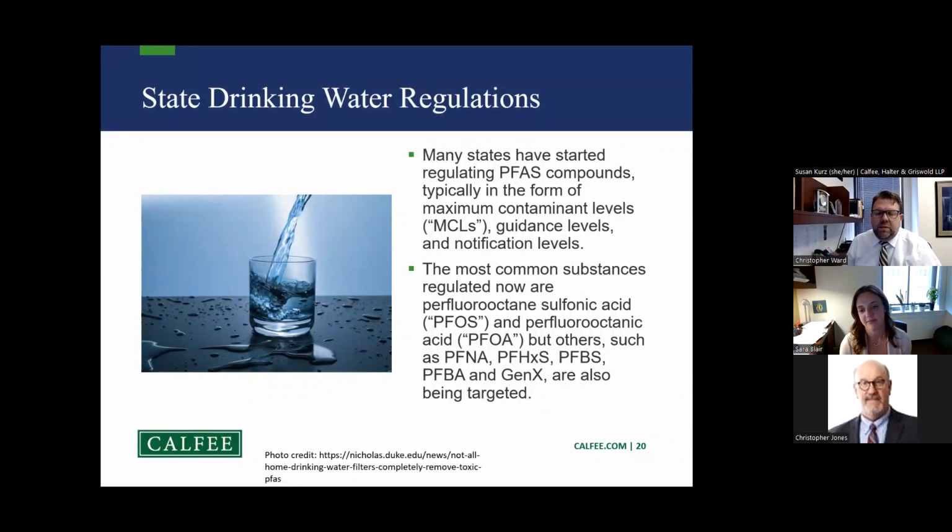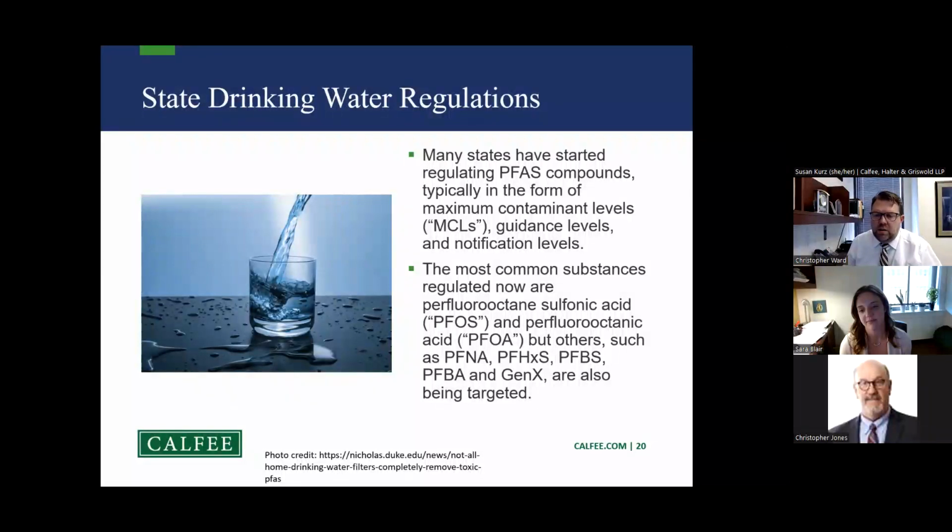And finally, MCLs. This is the limit on the maximum amount of a PFAS compound that can be present in drinking water. Treatment facilities that supply drinking water must ensure that these limits are met by treating and filtering the drinking water, and also limiting the discharge of PFAS compounds, typically through some kind of permitting process at the state level. As opposed to our advisory levels and health advisories, this is an enforceable limit.